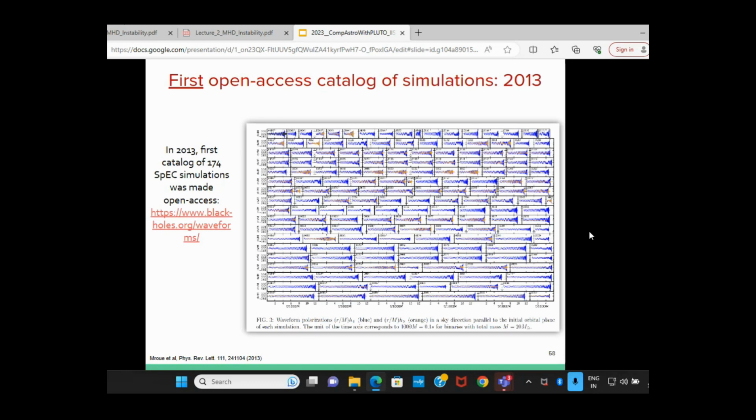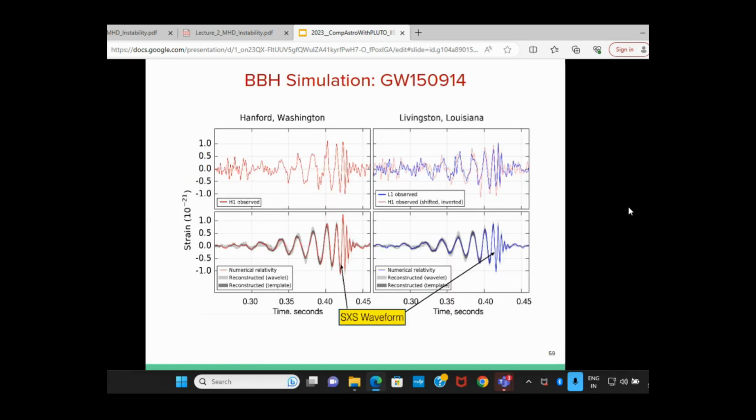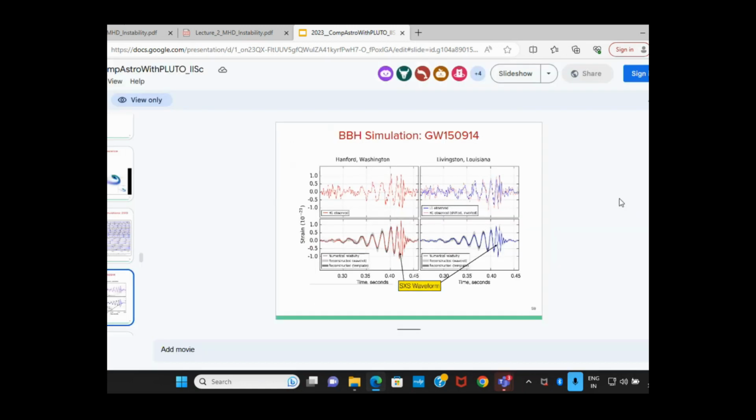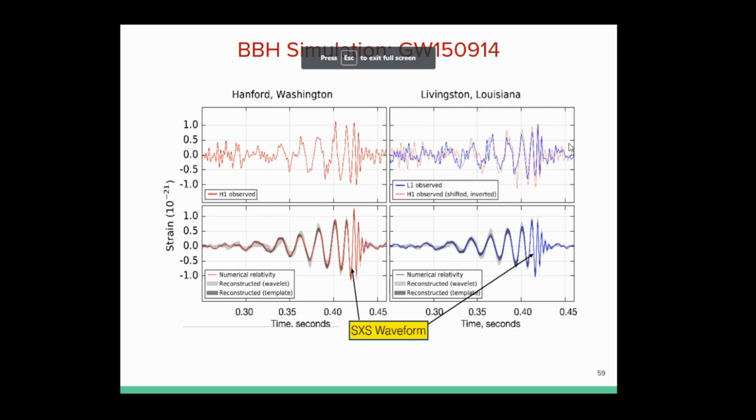Can I go back into the full screen mode somehow? Sorry, slide change. How much time do you have? I'm already out. Yeah, about.